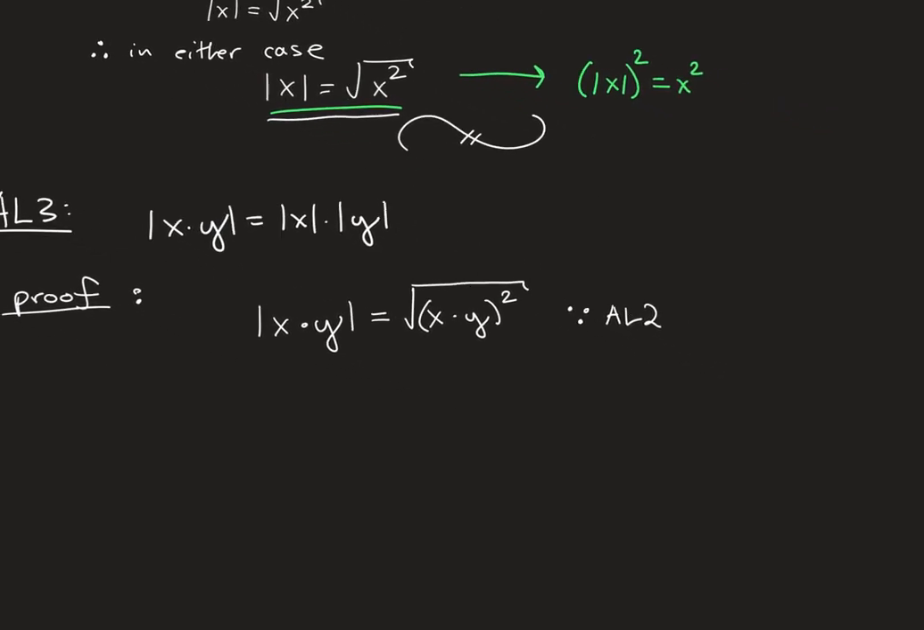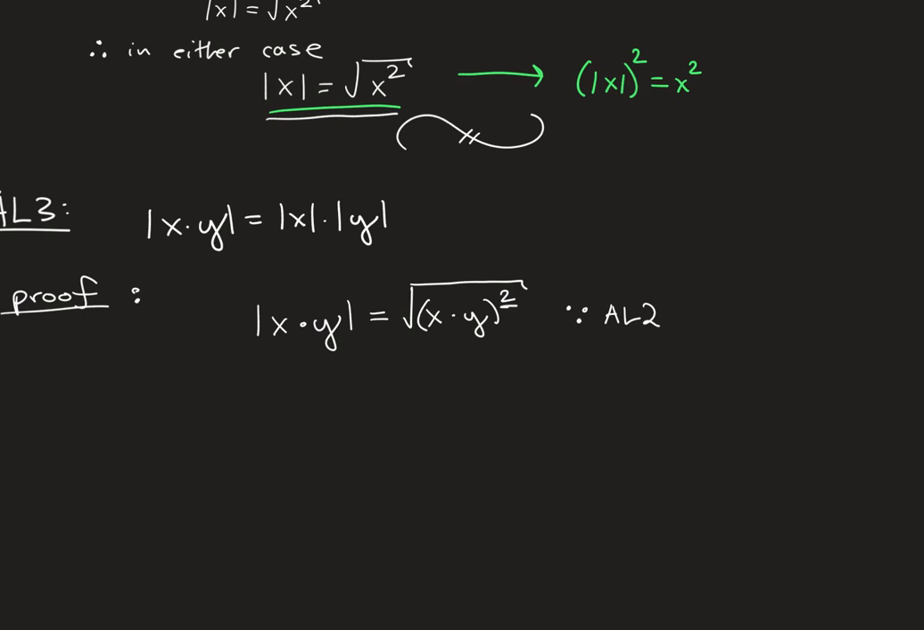Oh, but wait. We know how whole number exponents work. They distribute over multiplication. So this is the same thing as the square root of x squared times y squared. All right, so that's just exponent rules. But x squared is positive. That's actually also proven. We know that x squared is positive by OL4. So if x squared is positive, and we also know that y squared is positive by OL4, look at your worksheet, then we can distribute this radical over multiplication.